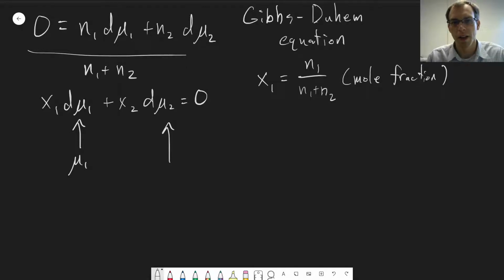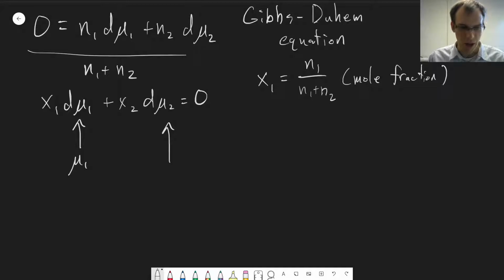So now let's go ahead and look at how we can use the Gibbs-Duhem equation. And you can come up with similar equations for other partial molar quantities, but we're going to focus on the chemical potential. How we can use this, if we know the chemical potential for one component, to find it for another.